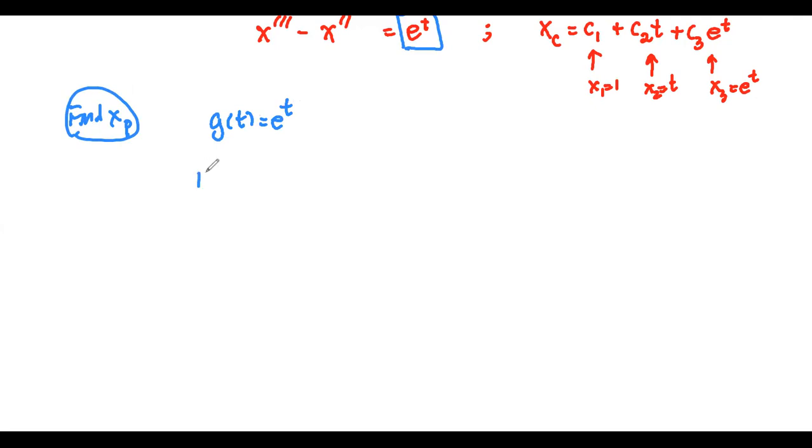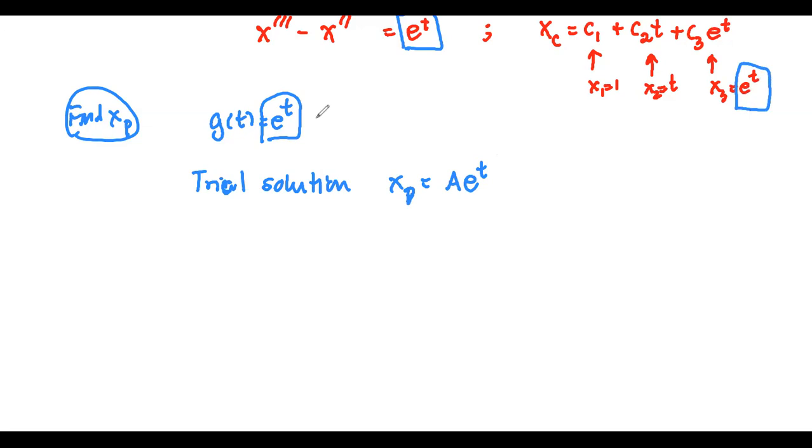The trial solution would be in the form of xp equals a times e to the t. But to check with the existing solution from the complementary solution, e to the power t is repeating, the same as e to the power t, which is one of the solutions from the complementary solution. So we have a repeated case. If you recall in 4.4, this is called case number 2.